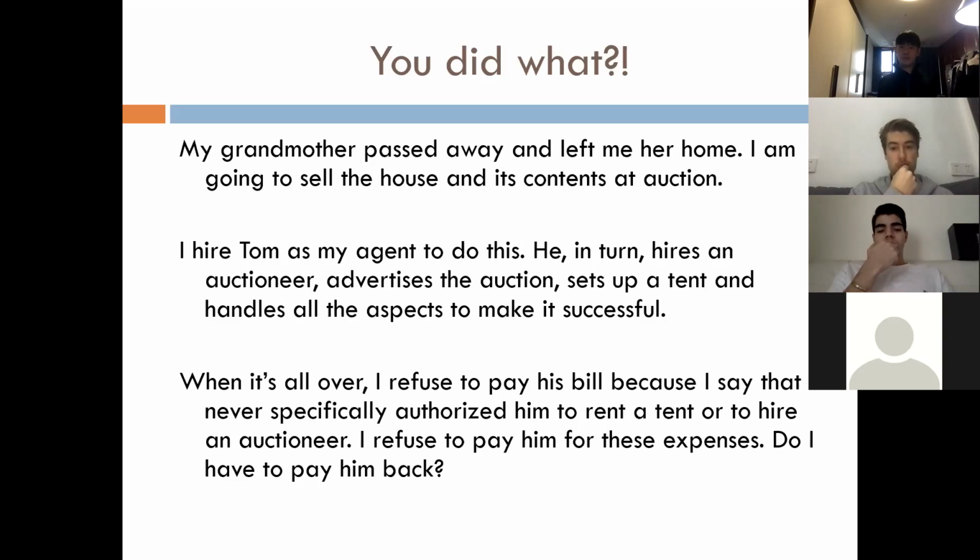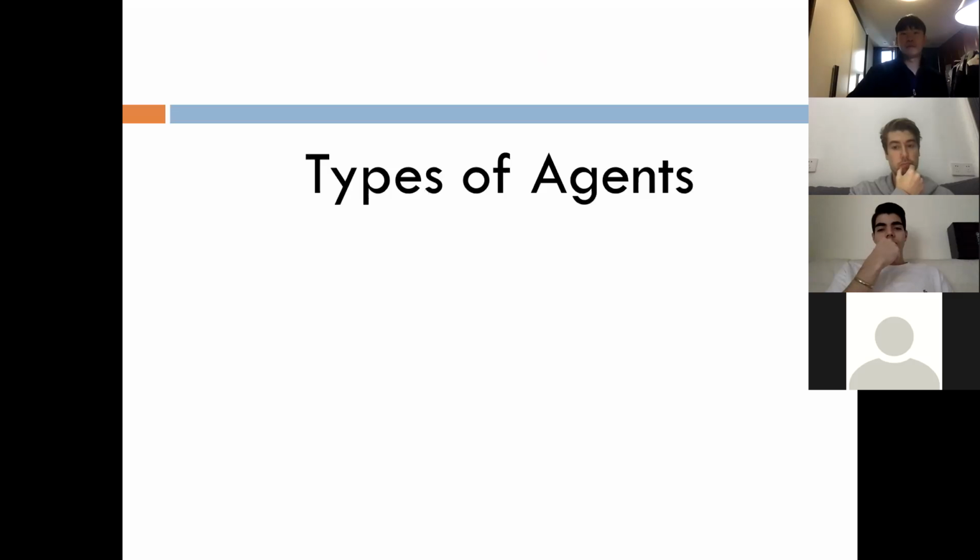I asked him to sell the house and its contents at auction. This is what I told him to do. Does he have the authority to do this? Sure, because I told him to do this. And if he felt that this is what he needed to do, then you are correct, Isaac, that he had the right to do that.